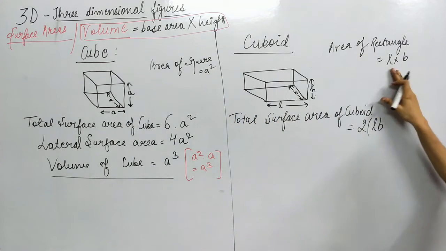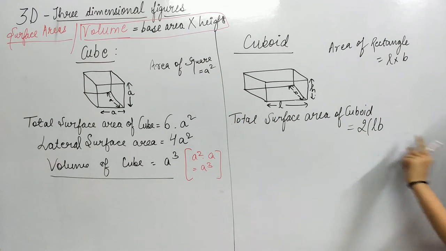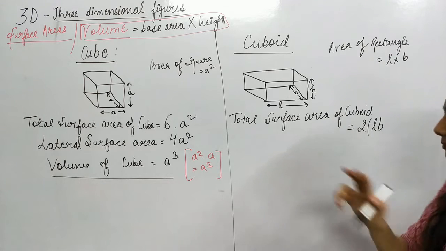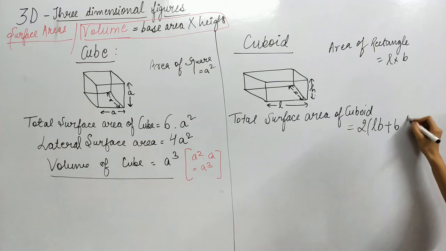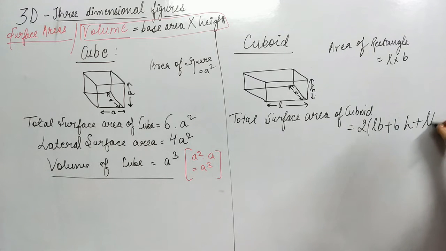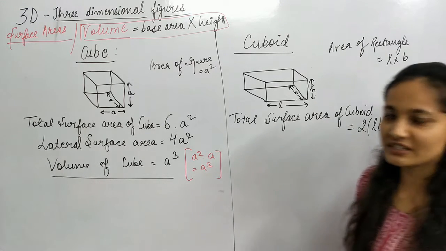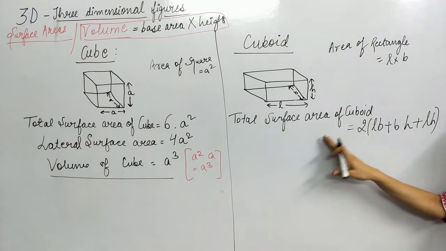Okay, rectangle will be length into breadth. So twice of length into breadth, because we are having 2 faces the same. Okay, similarly plus area of another, breadth into height plus length into height. All the 6 faces' area is covered. So this is the total surface area of cuboid.